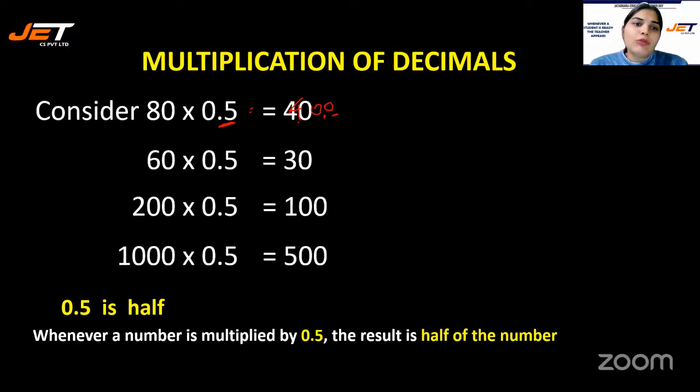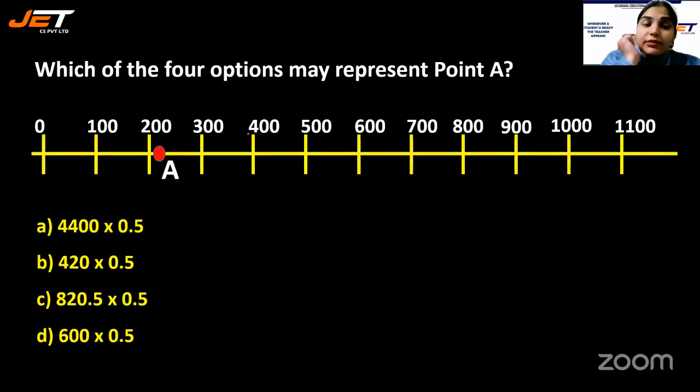Okay, now moving on to the next one. You need to find out this for like 200 and 300 here. A point is somewhere in between. You need to find out what point A represents. Is it 4,400 times 0.5, 420 times 0.5, 820.5 times 0.5, or 600 times 0.5? So here you need not to actually multiply. You just can find out the half.